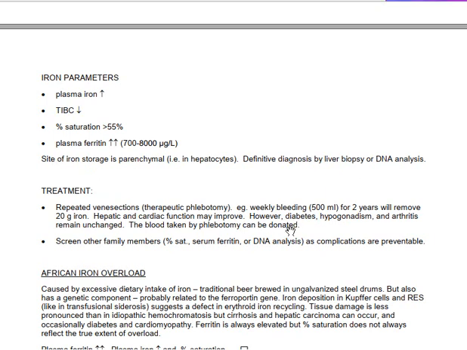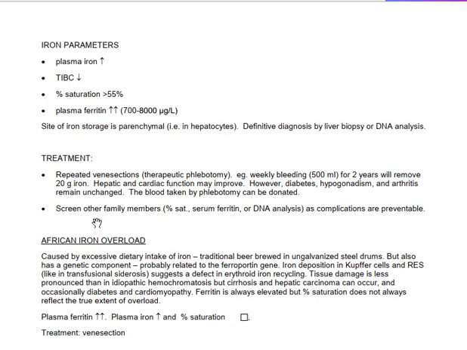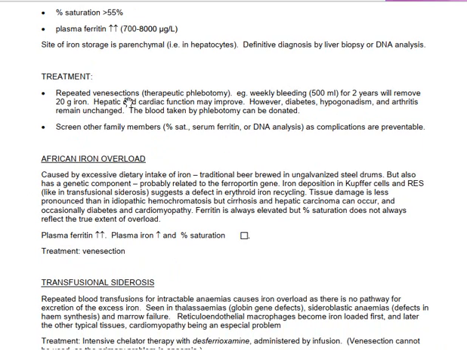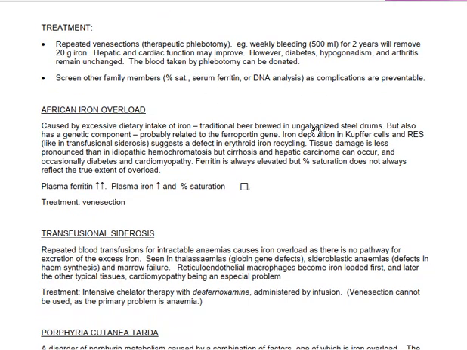You have weekly bleeding of about 500 mL for 2 years, with removal of 20 grams of iron. Hepatic and cardiac function may improve. However, diabetes, hypogonadism, and arthritis are unchanged. Is it clear? Because these cells cannot regenerate. You also have to screen other family members with the serum ferritin, the saturation, and the DNA analysis in order to find out if those family members have an unexpressed disease.